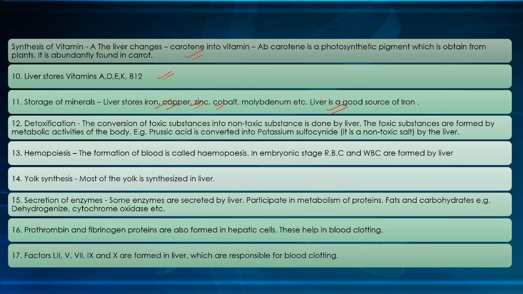These help in blood clotting. Factors 1, 2, 5, 7, 8, 9, and 10 are formed in the liver, and are responsible for blood clotting. Prothrombin and fibrinogen proteins are also formed in hepatic cells. They help in blood clotting.